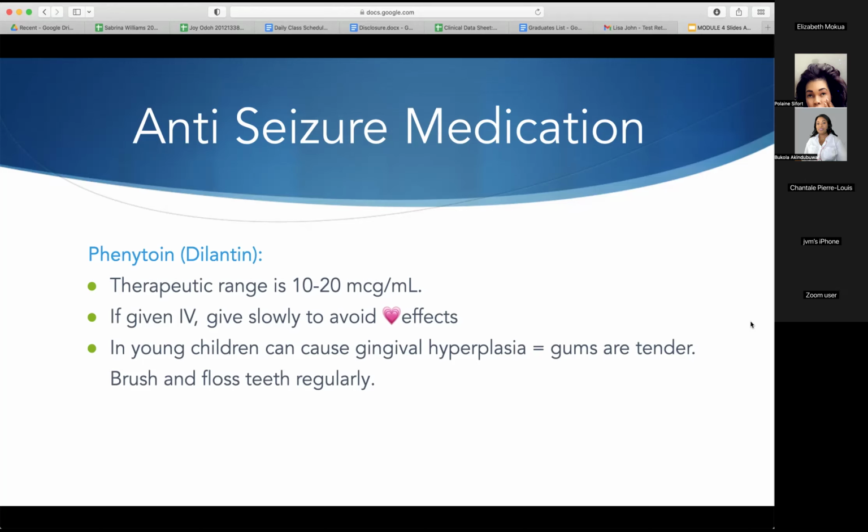If you give it IV, give it slowly to avoid cardiac effects, okay? That's another favorite on exams. In young children, when they take it orally, you want them to make sure they brush their teeth and floss regularly because it can cause issues with their gums called gingival hyperplasia, and it causes the gums to be tender, so they should brush and floss their teeth regularly.